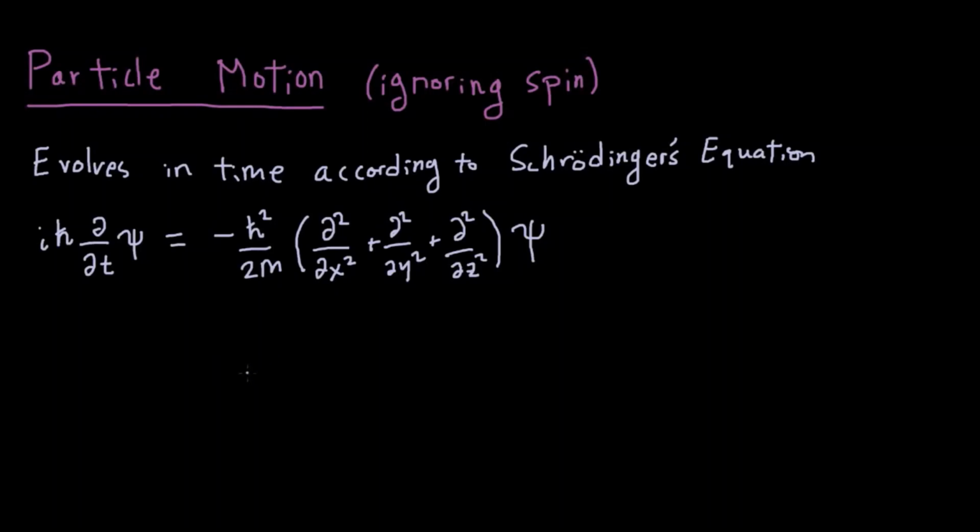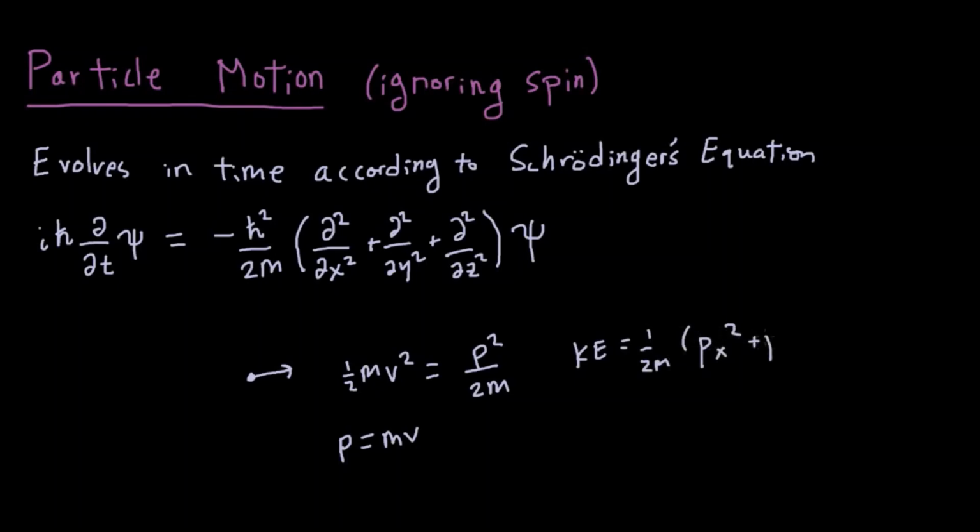The kinetic energy of a particle, classically speaking, is just 1/2 mv squared. And using the momentum p equals mv, you can rewrite this as p squared over 2m. So in particular, the kinetic energy will be equal to 1 over 2m times the momentum in the x direction squared plus the momentum in the y direction squared plus the momentum in the z direction squared.